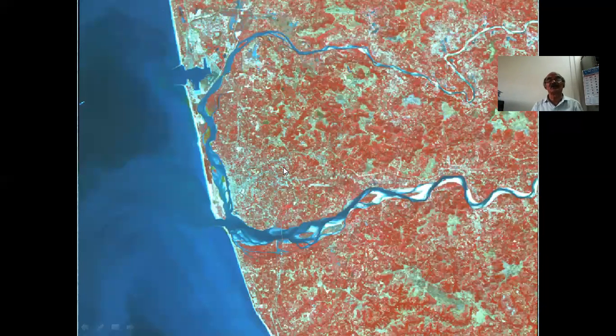Now coming to the false color composite, I said vegetation reflects maximum light in the near infrared region of the spectrum.